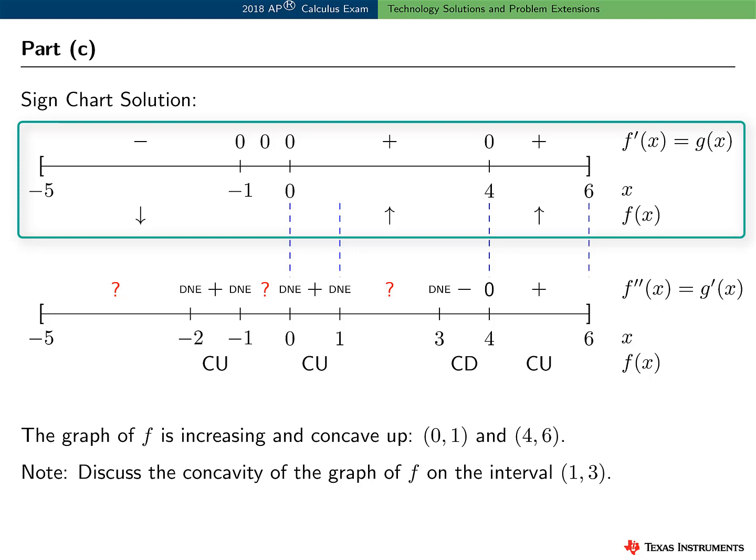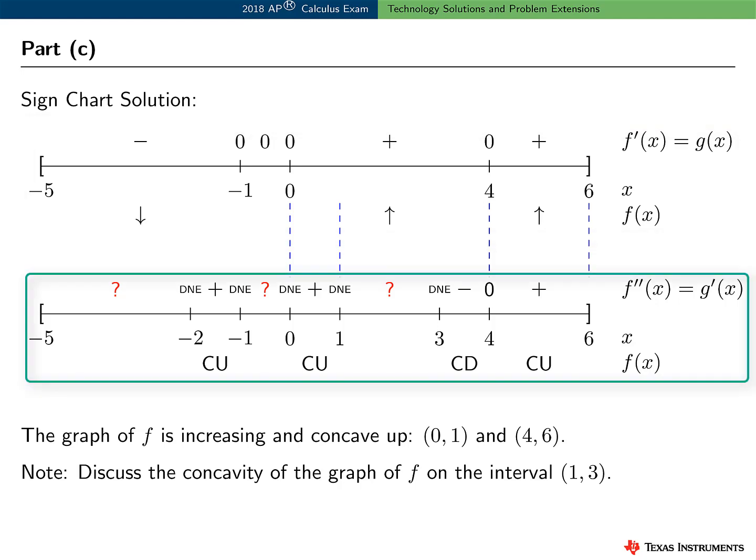So I indicated the sign of f prime in the intervals and placed a 0 in the interval between -1 and 0. The sign chart indicates the interval on which f is increasing, 0 to 6.